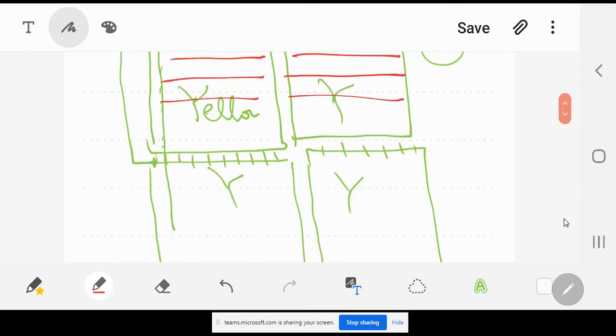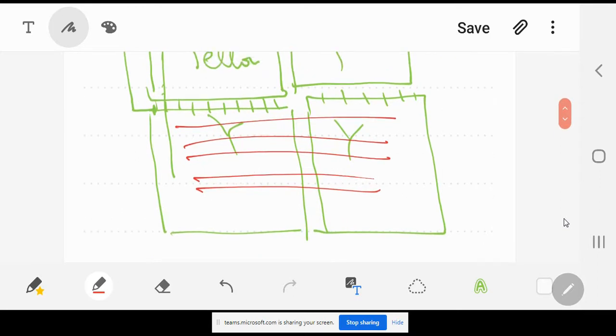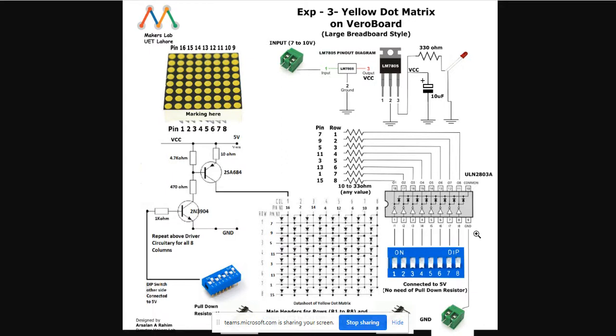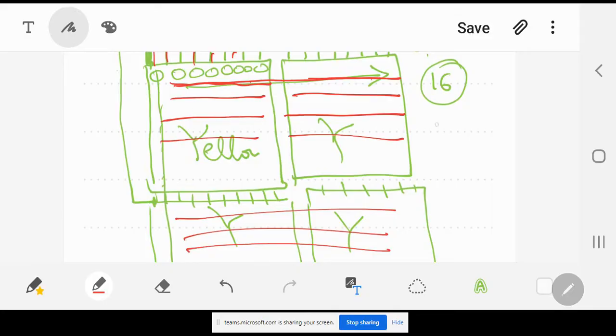But this time they are not just 8 rows, there are 8 more of them in this dot matrix. So this time you are not just going to have one ULN 2803, you are going to have two ULN 2803, because you have 8 here and 8 here. So one ULN 2803 will be here, one ULN 2803 would be here. So for this 2 cross 2 dot matrix connection, either yellow or green, not for RGB, RGB will be different, you will need a ULN 2803 IC here and a ULN 2803 IC here.